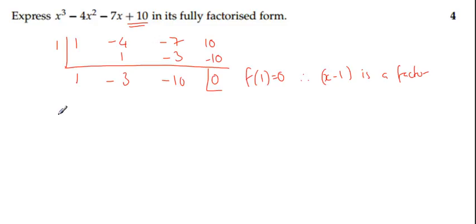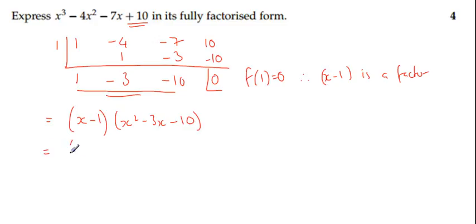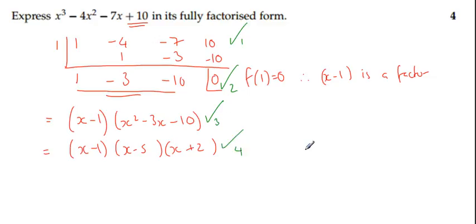Now this can become x minus 1 from the factor, and then from my quotient under here, I'm going to get x squared minus 3x minus 10, and then just finish off that factorisation. This is going to become a trinomial, x minus 5, x plus 2. Marks here: first mark for setting up your synthetic division, second one for running through, third one for divisor times quotient, and fourth one for completing your factorisation there.